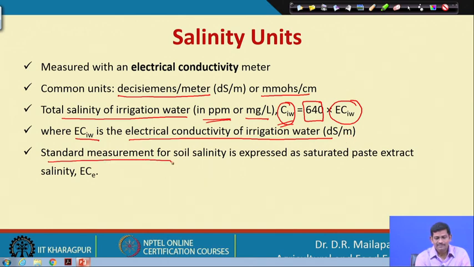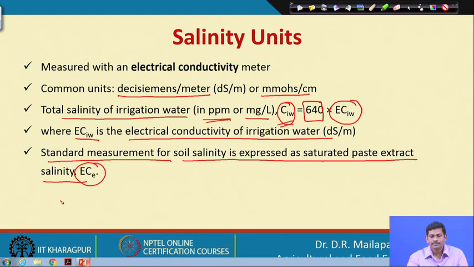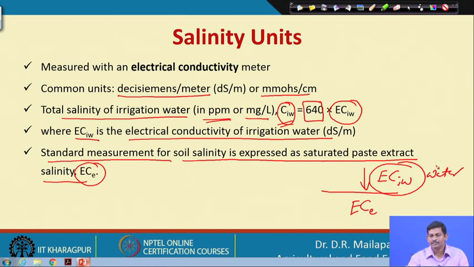The standard measurement for soil salinity is expressed as saturated paste extract, that is EC_e. So here are two things: salinity of soil, EC_e, and salinity of water, that is EC_IW. Salinity of water is easy. You take the water, put in the electrical conductivity meter, and you get the reading in decisiemens per meter.